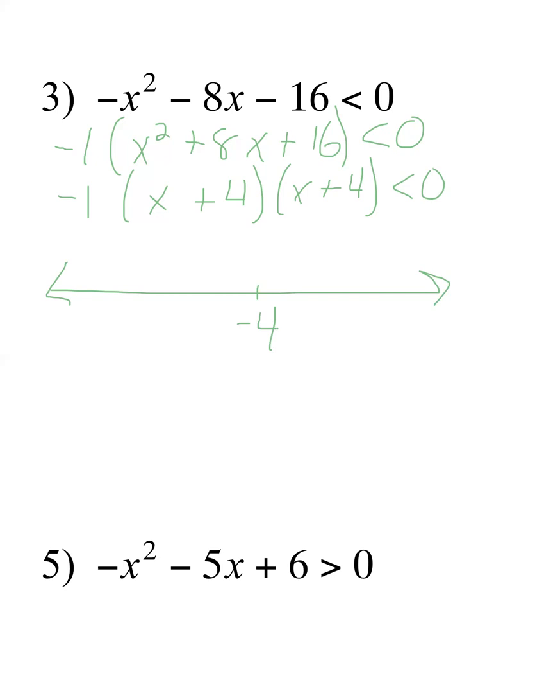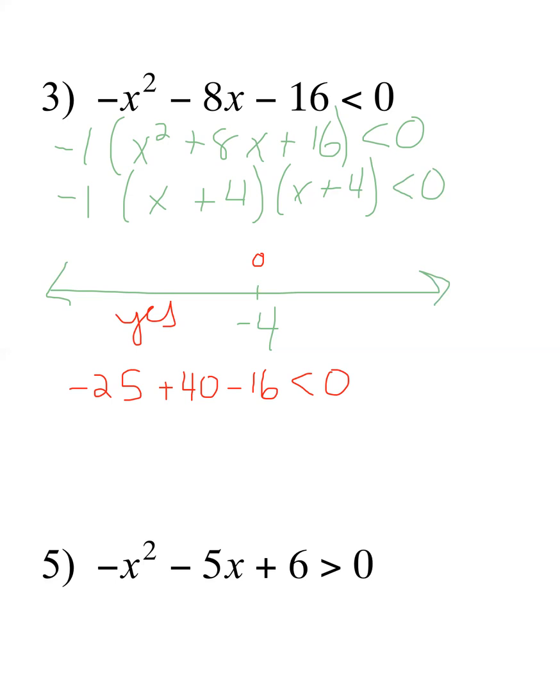Then we just ask ourselves, at -4, I want to be less than 0, and it won't be, it'll be equal. So I'm going to put an open dot on -4, and then I'm going to plug in a number less than -4. So let's go -5. So that's going to be -25 plus 40 minus 16. Is that less than or equal to 0? No, right? 31, nope, because I get a negative. Oh wait, yes it is. So I get -1, and I want it to be less than 0, so it is.